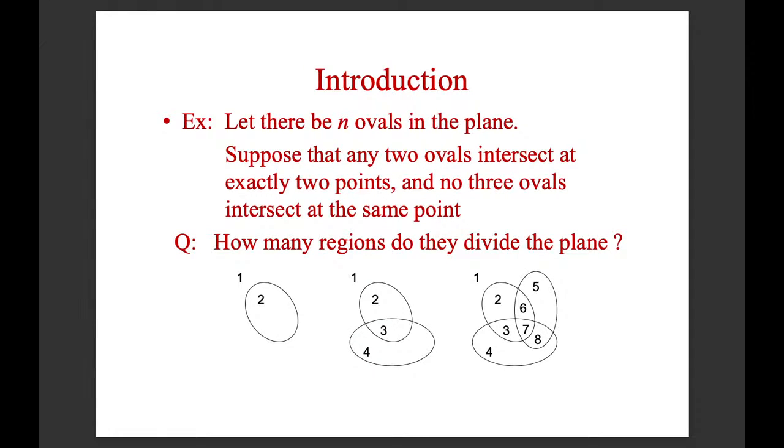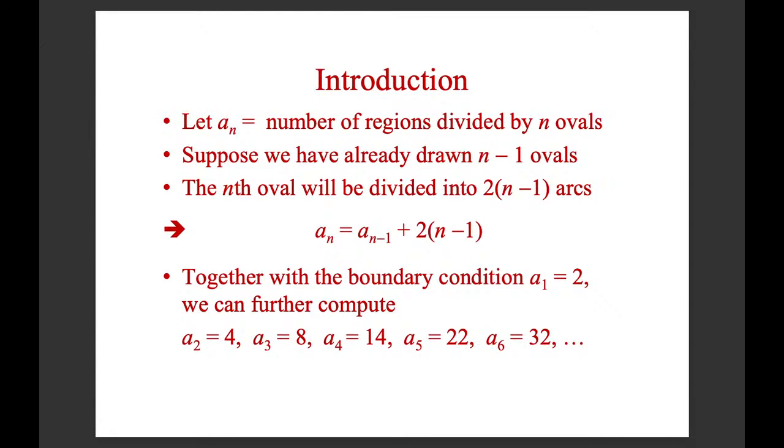The exact relationship can be captured correctly by using the recurrence relation. Suppose we use a_n to denote the number of regions divided by n ovals, and suppose we have already drawn n minus 1 ovals. The effect of adding the last oval is this: the perimeter of the new oval will be divided into 2 times (n minus 1) arcs, because 2 times (n minus 1) intersection points are created, and each arc represents a new region. So the correct relationship between a_n and a_{n-1} is a_n = a_{n-1} + 2(n-1).